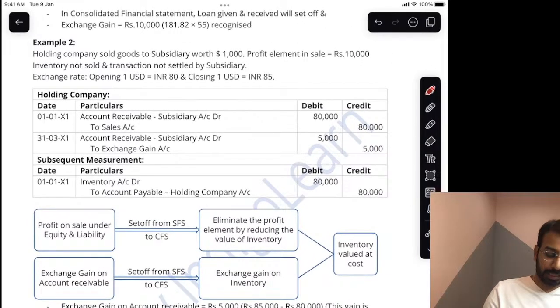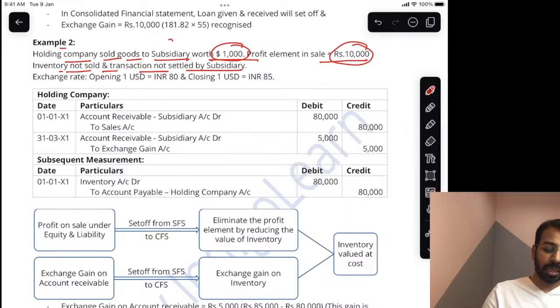Then another example: the holding company sold goods to the subsidiary worth $1,000. The profit element is 10,000. The inventory is not yet sold and the transaction is not yet settled by the subsidiary. So $1,000 of goods, profit element on sale is 10,000. The holding sold to the subsidiary. Inventory is also not sold, transaction is also not settled. Then what happens? When you make the sale, you will say account receivable to sales 80,000, 80,000. At the year end, you will say account receivable to exchange gain 5,000, 5,000.